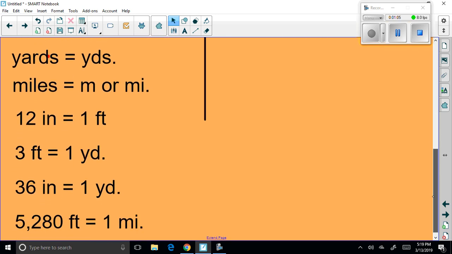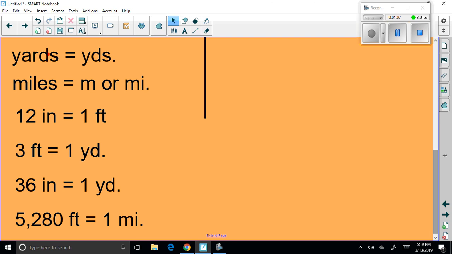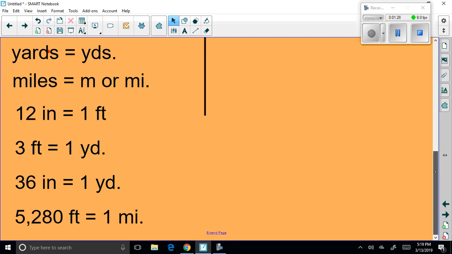Some equivalencies. 12 inches, so 12 quarters approximately, lined up along and in line, would give you about 1 foot. But 1 foot would be the same as 12 inches, and then 3 feet would be the same as 1 yard. 36 inches would be the same as 1 yard as well, and 5,280 feet is the same as 1 mile. By the way, 1,760 yards also equal a mile.